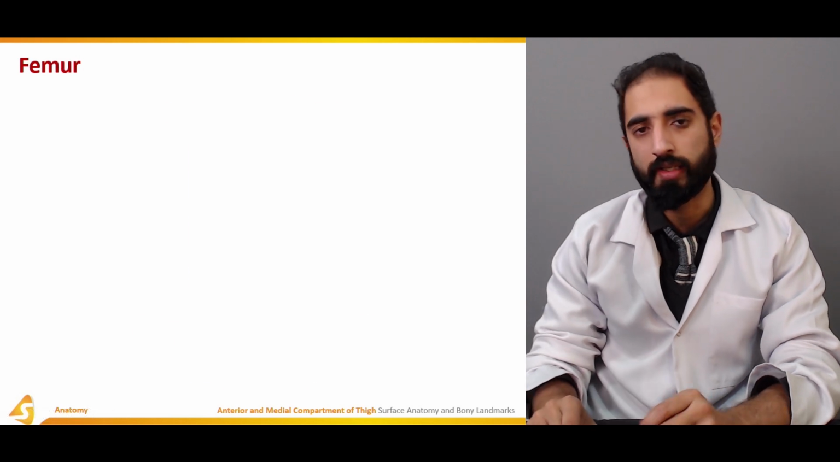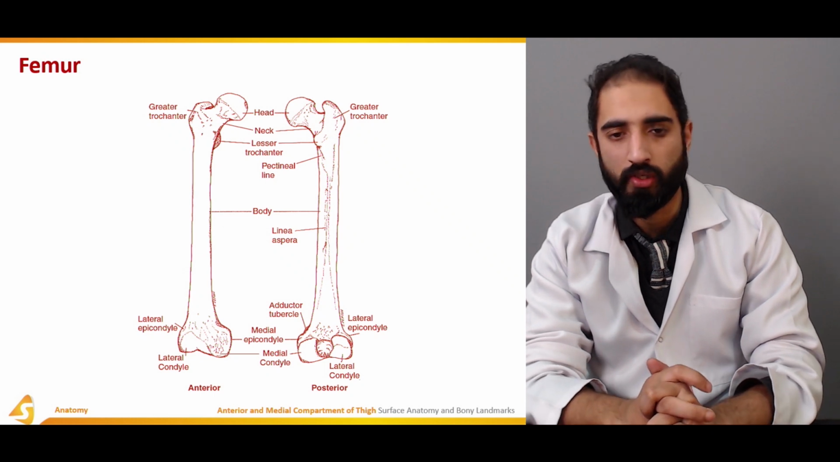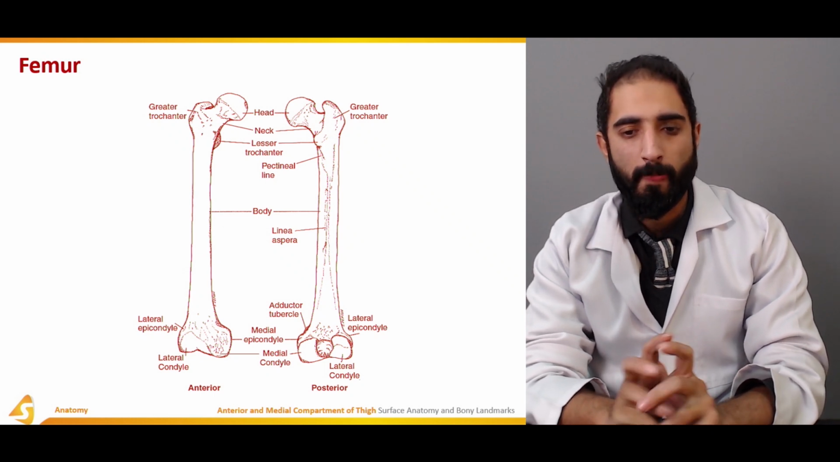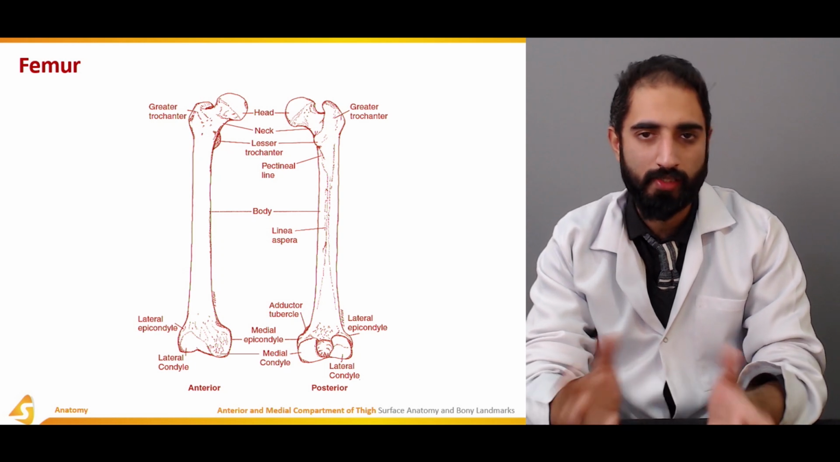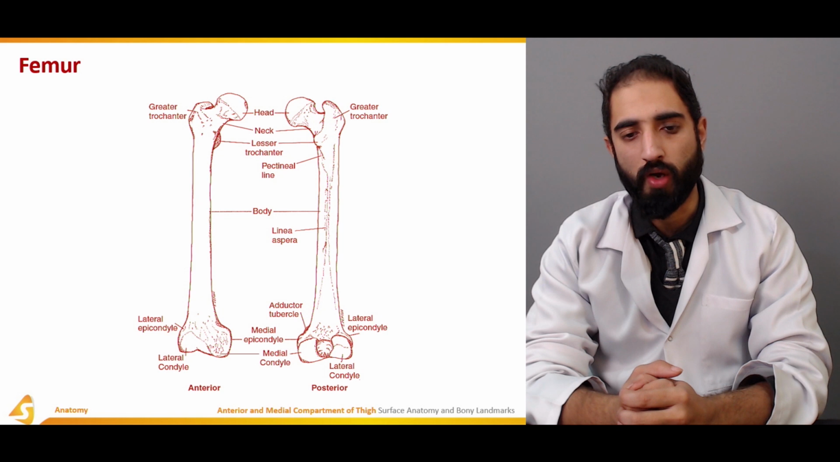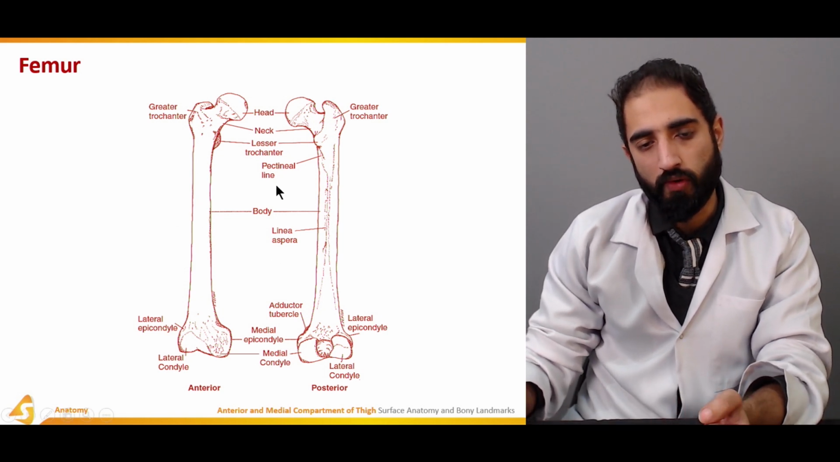So let's take a look at the other bone that we have in the thigh, or the anteromedial thigh region, and that is the femur. The femur extends superiorly and forms the hip joint, and extends inferiorly and forms the knee joint, and it is perhaps one of the largest bones in our body.